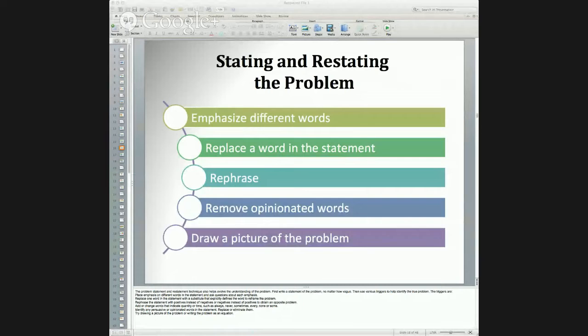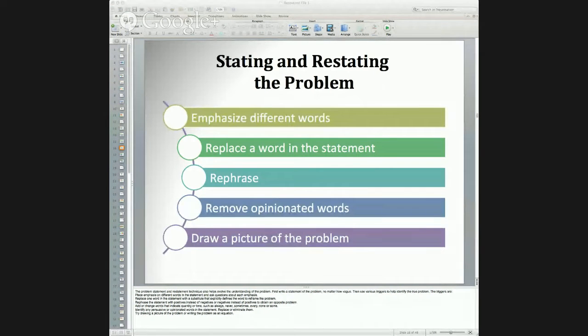Number two, replace one word in the statement with a substitute that explicitly defines the word to reframe the problem. Number three, rephrase the statement with positives instead of negatives or negatives instead of positives to obtain an opposite problem. Number four, add or change words that indicate quantity or time, such as always, never, sometimes, every, none, or some.